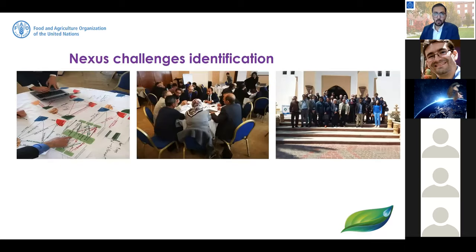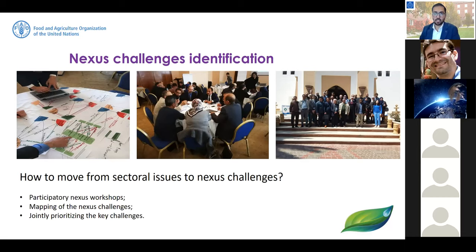The next step was, okay, now we have a couple of sectoral issues. Each sector understands and knows better what they are facing in terms of problems. Now, how to communicate this, how to generate some sort of nexus dialogue between the sectors. So in this process, we used a number of tools.